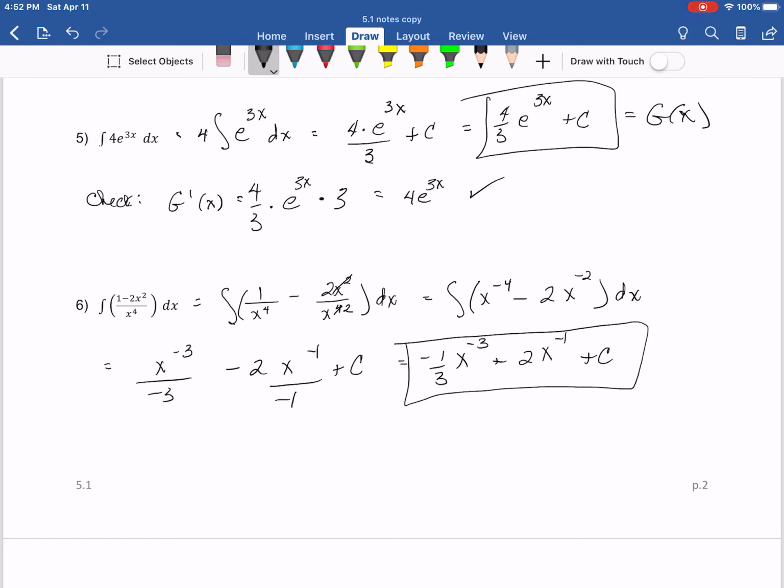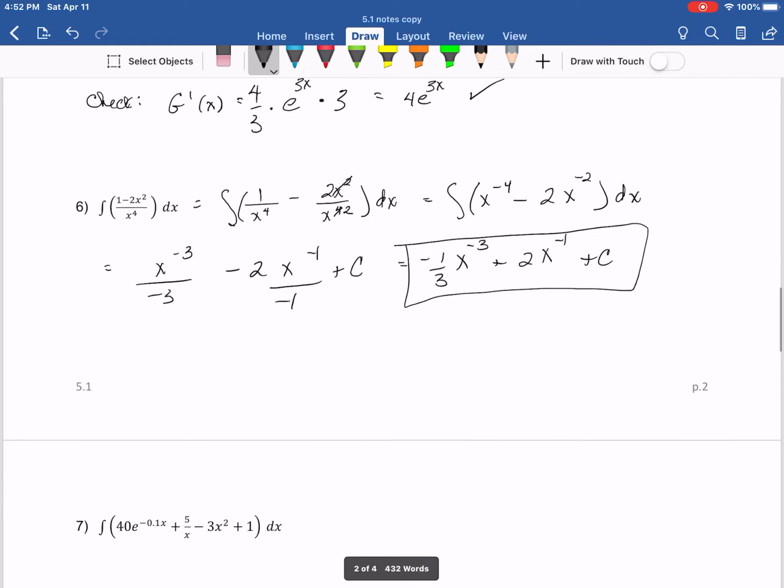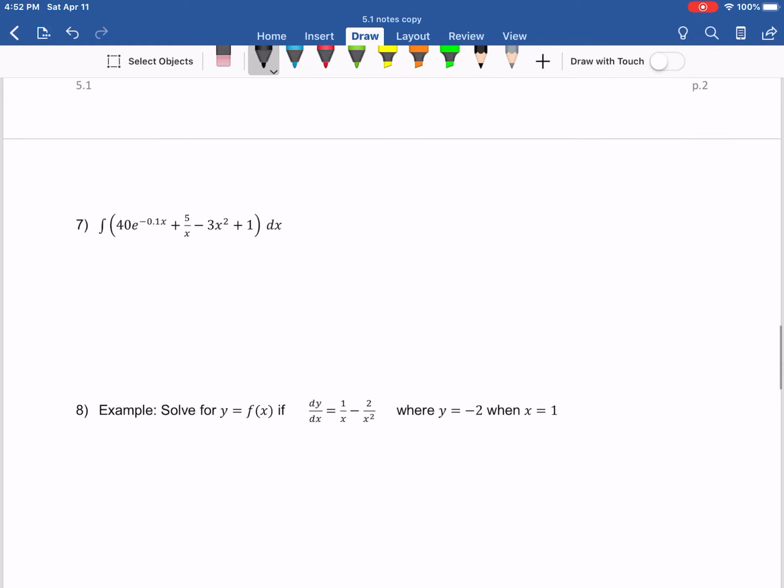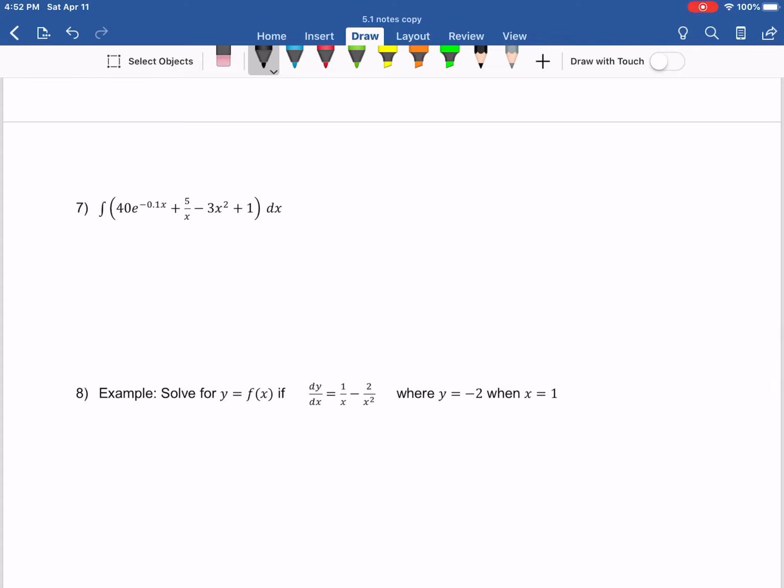Perfectly acceptable if you don't mind having negatives in your exponents. Don't forget your plus c. All right, another example. Let's do this piece by piece. I don't need to rearrange anything. I'm just going to leave it like that.